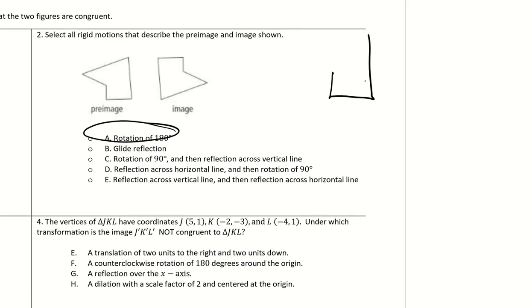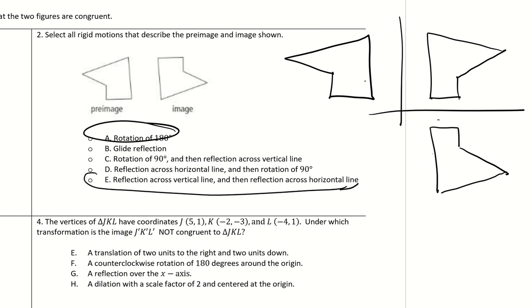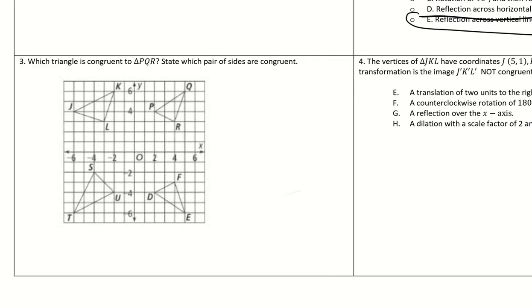Reflection across a vertical line and then reflection across a horizontal line. All right, let's take a look at that. If I reflect across a vertical line, then it's going to be the mirror image of that. So it's going to look kind of like that, right? And then if I reflect that across the horizontal, then it's going to be a reflection of that. And so it's going to look like that, which is exactly what this is, right? So that is also true. Okay. Looks like we got A and E are the correct answers.